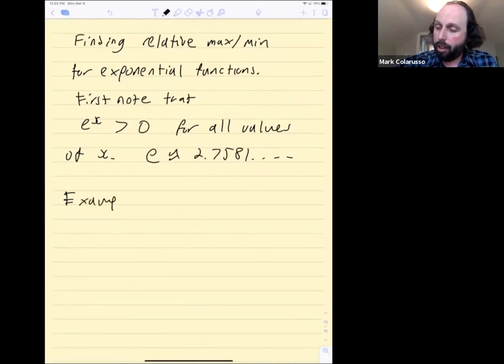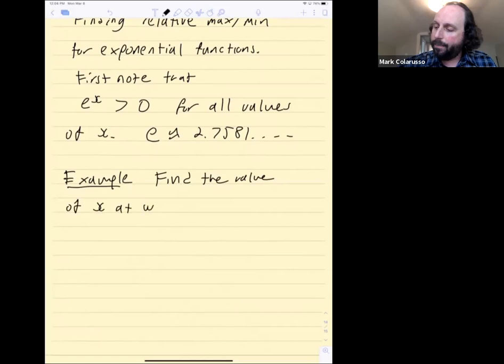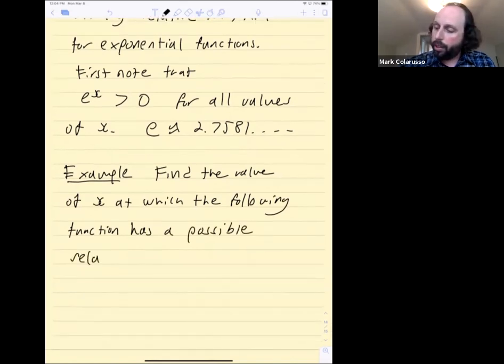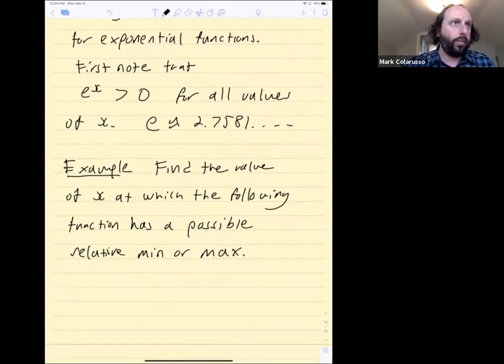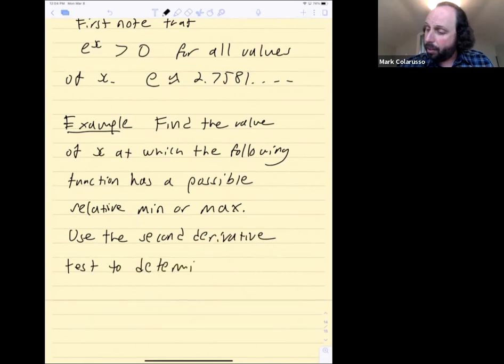So here's an example, and it's going to be from the homework. Find the value of x at which the following function has a possible relative min or max, and then use the second derivative test to determine whether the point is a max or min.